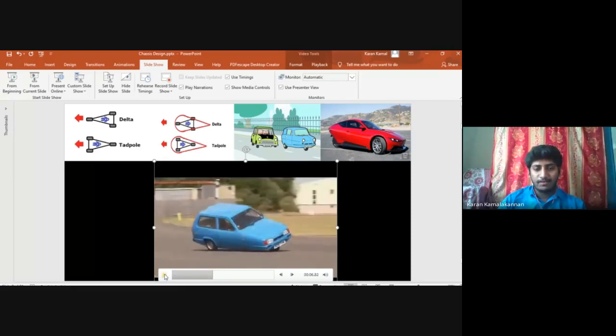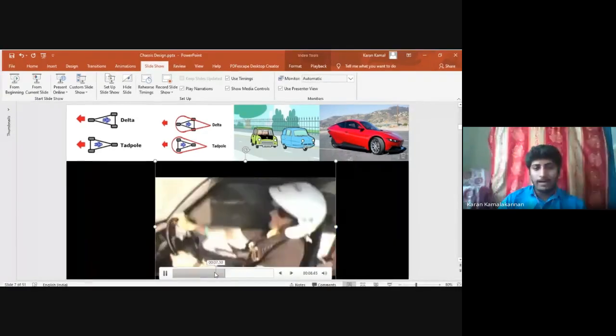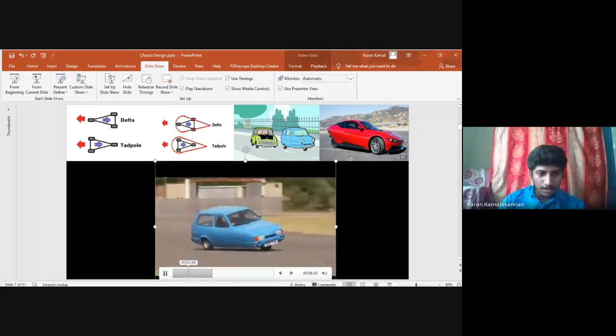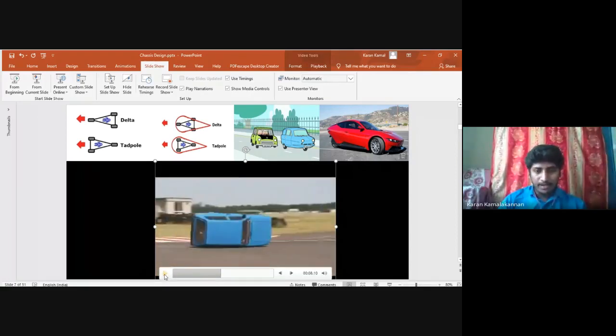Okay, that is the reason for this failing. And also here, one more thing: during cornering, the vehicle will always shift towards the right. So there will be a tendency for the body to roll.